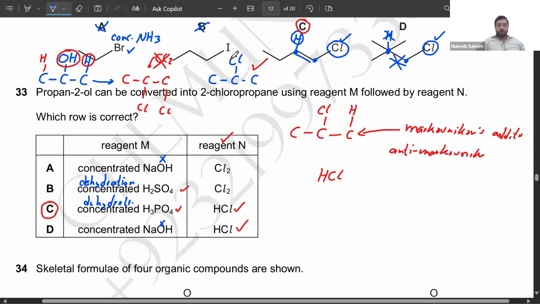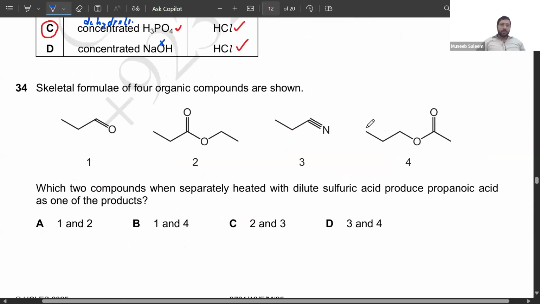Now, question number 34. Skeletal formulae of 4 organic compounds are shown: 1, 2, 3, 4. Which two compounds, when separately heated with sulfuric acid, produce propanoic acid as one of the products? So here we have to discuss the reaction between these 4 compounds with dilute sulfuric acid, H2SO4. The first compound is basically propanol. Now, reaction of propanol with dilute sulfuric acid is not studied in our syllabus, so there is no such reaction.